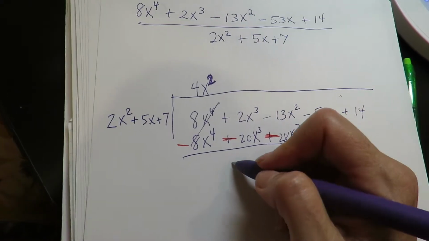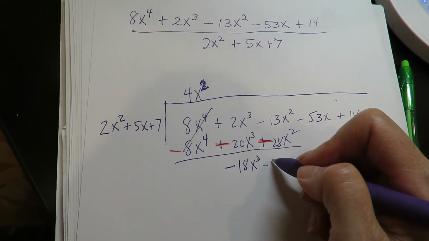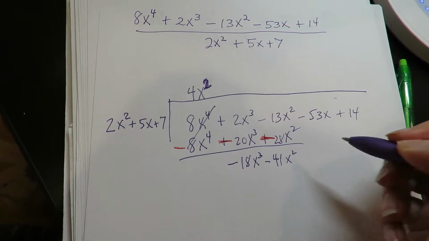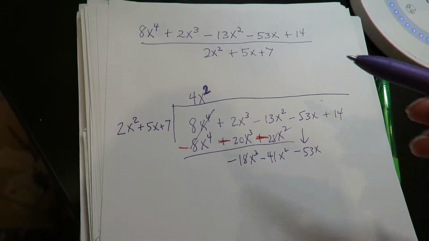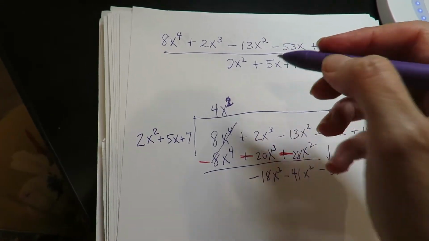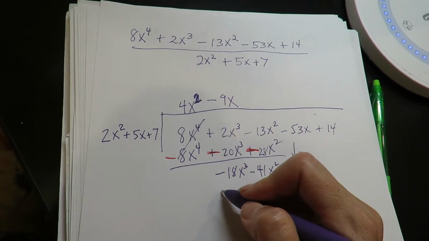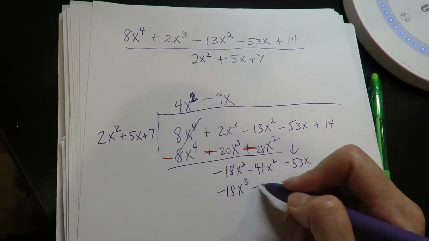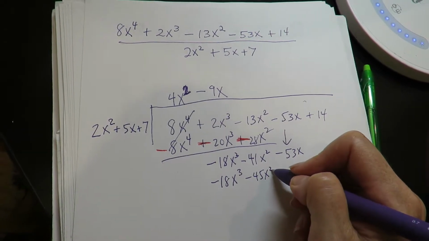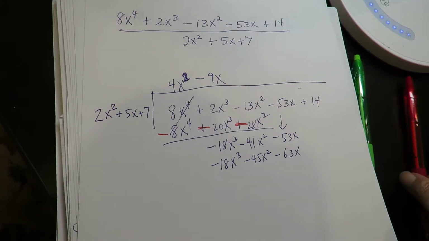Alright, this guy goes away. This is negative 18x cubed. This is negative 41x squared. You got to bring down the next guy. Alright, so let's do this again. So we're going to need a negative 9x. Alright, it's going to give us negative 18x cubed, negative 45x squared, minus 63x. Alright, opposite everybody.